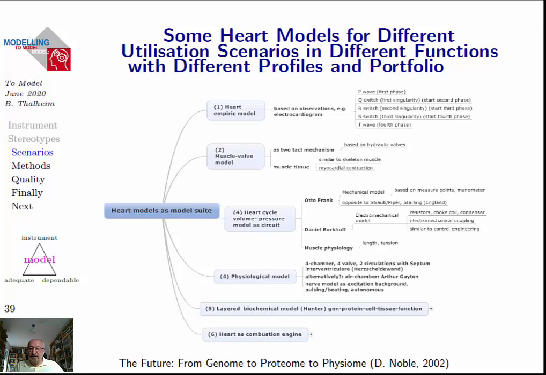We have physiological models, we have layered biochemical models, that is a large one which is developed by a large community of human heart researchers. We can also consider the human heart as a combustion engine. That means we have a good number of those. Let's go for number 3, heart cycle volume pressure models as a circuit.